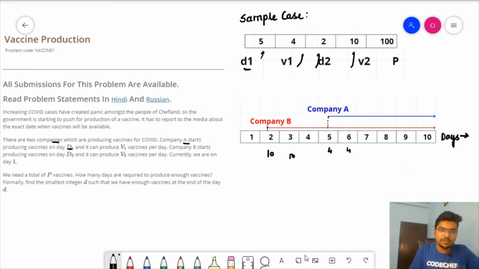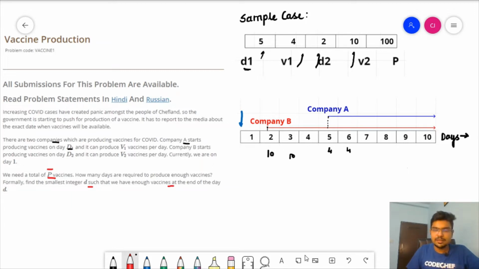Currently we are on day 1, so we are starting the timeline from day 1. And what do we need to find? We need to find a total of P vaccines. We are given a total of P vaccines, and we need to find how many days are required to produce enough vaccines. We have been given P vaccines that we need to fulfill our requirement, and we need to find how many days will be enough if the production starts according to the following timeline by company A and company B, and in how many days we are able to get these P vaccines. So we need to find the smallest integer D such that we have enough vaccines at the end of that day.